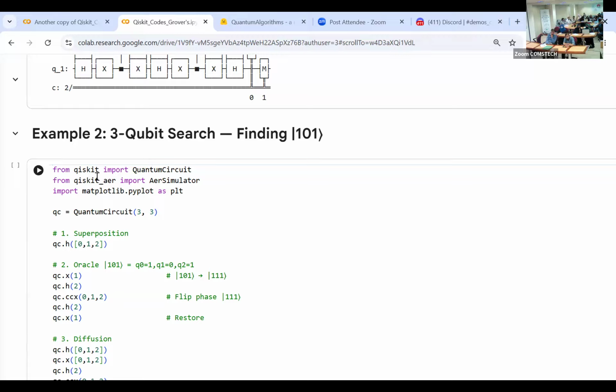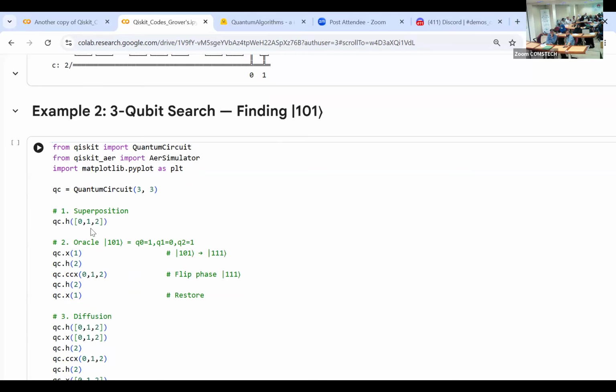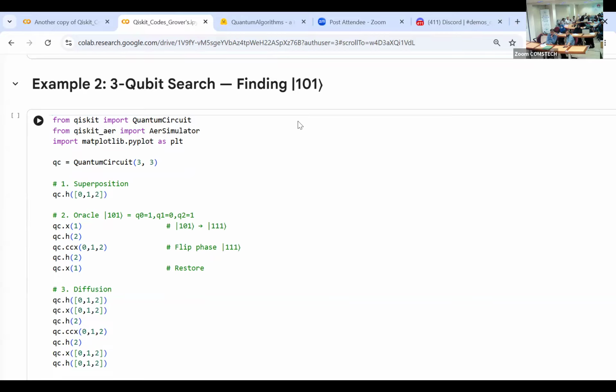First of all, the first step is we're going to import all the libraries which are required. Second, we're going to define the quantum circuit. In this case, we are going to have 3 qubits, so there will be 3 qubits and 3 classical registers. After that, you're going to take superposition of all the 3 states. So you're going to apply the Hadamard, that is a small h gate, onto the 3 qubits, that is 0, 1, and 2. After that, the oracle, which we are going to use to flip the state of 101.